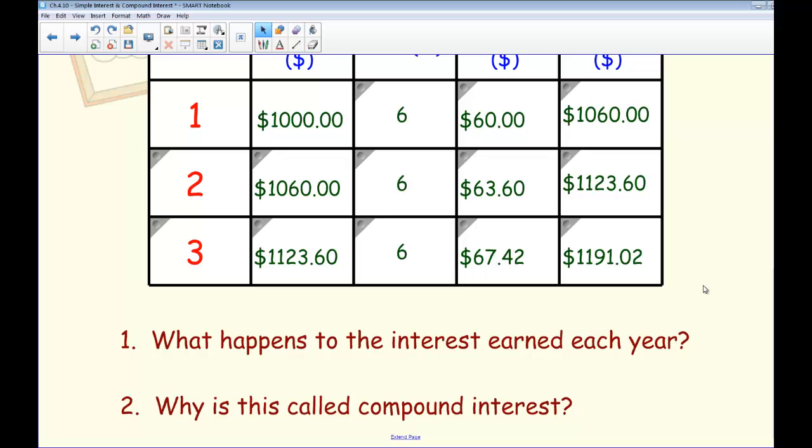So hopefully this video has helped you to understand a little bit about simple interest and compound interest. And that's it for this section.